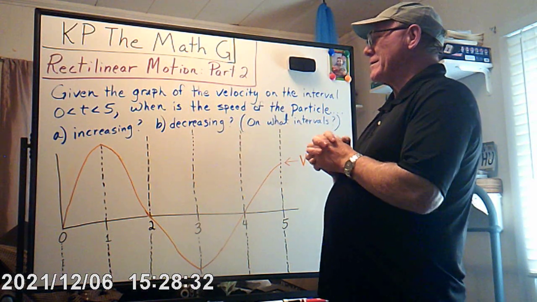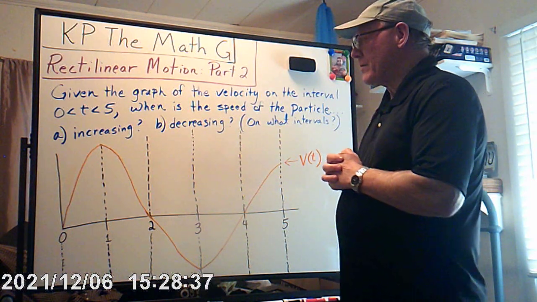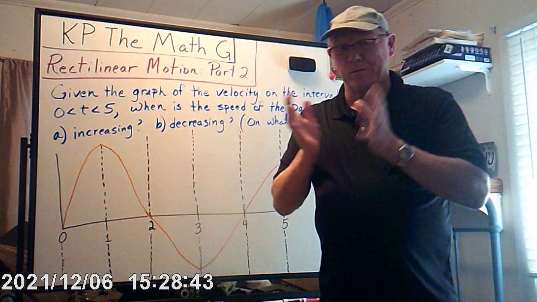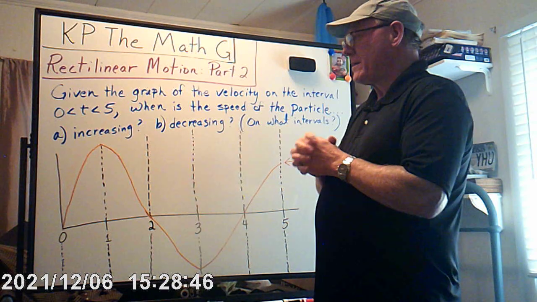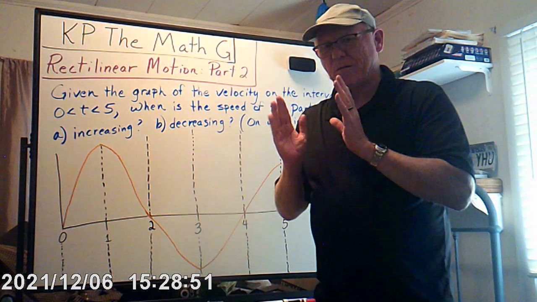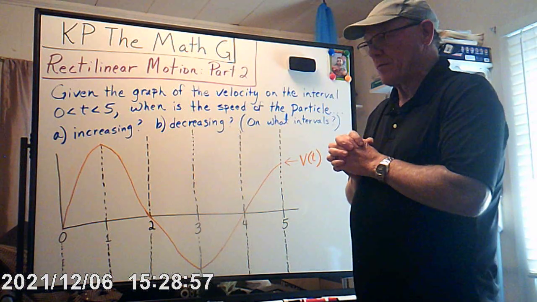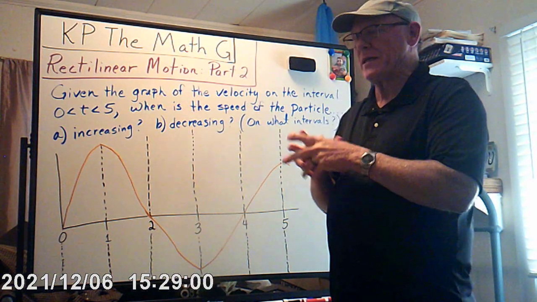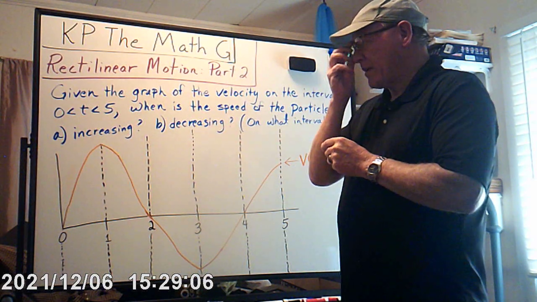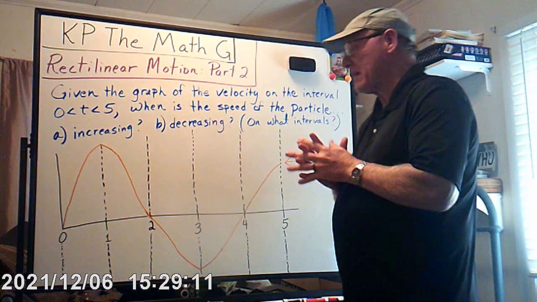We are talking about rectilinear motion, part 2. This is going to be a graph, and the next lesson, if you want to watch that one coming up, is not going to be a graph, but it's going to be an equation, and you're going to have to interpret the equation based on the initial equation, which would be the distance equation.